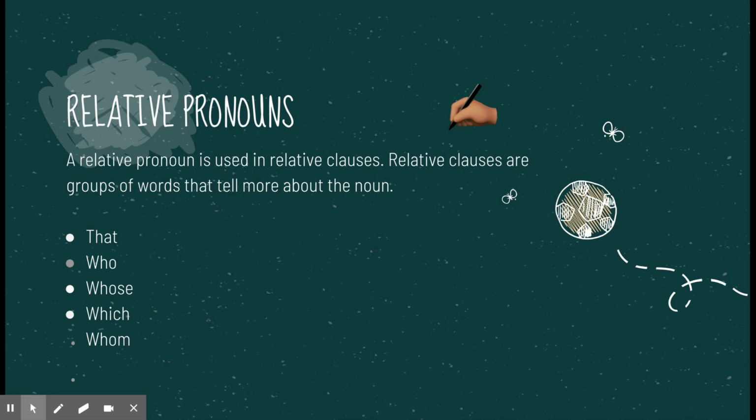So, relative, think of it like your relative, right? It's associated with other groups of words, but that gives us more information about our noun. Example relative pronouns would be that, who, whose, which, and whom. You can pause the video at any time to write down the notes. You may do so.